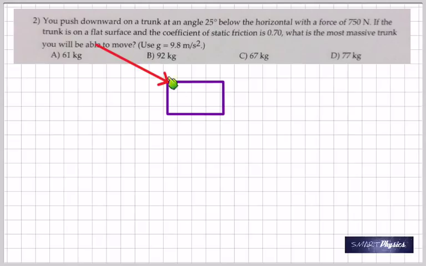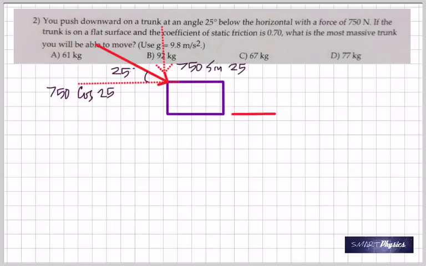Now that's the force being applied, which can be resolved into two components. So that's 750 cos 25 and 750 sine 25. And then you have the force of friction acting in the opposite direction. And you also have the weight acting vertically down, as shown here, and the normal force acting vertically up, which I will show now in a second.